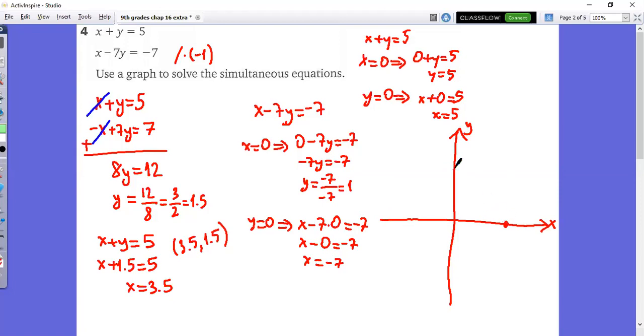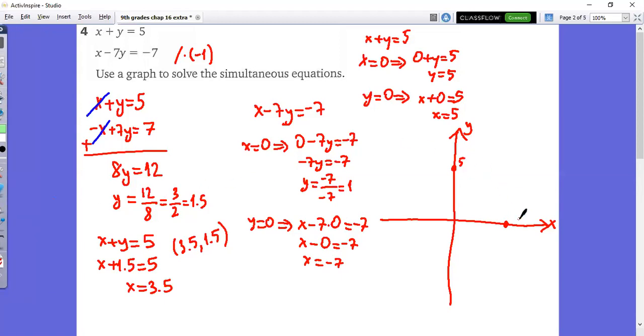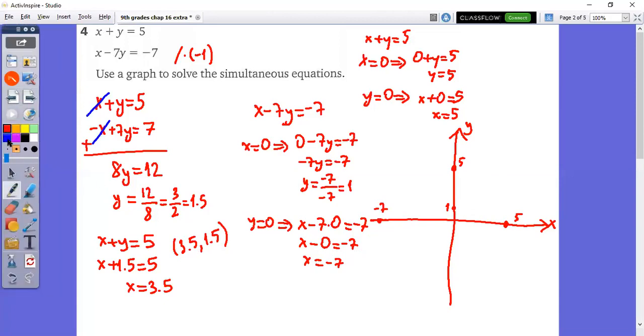X and y coordinates are going to be both 5. The first equation, and the second equation, we get y coordinate is going to be 1, and x intercept is going to be -7. So if this is 5, maybe longer. Is it good? If this is 5, yeah, it's okay. Almost 7. So let's draw the lines.